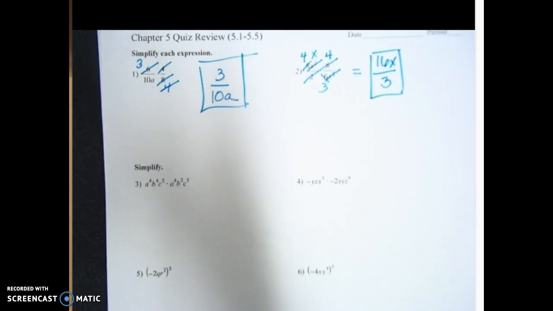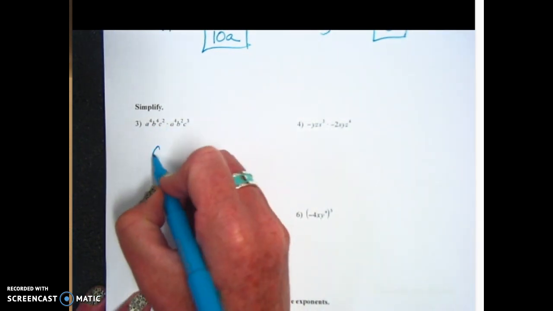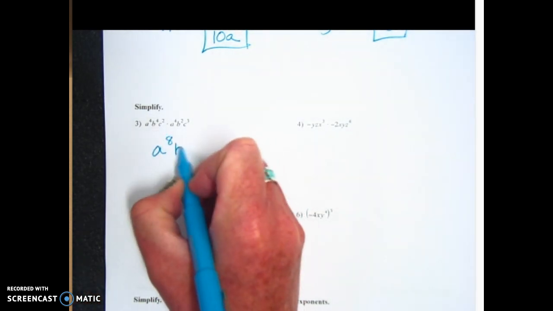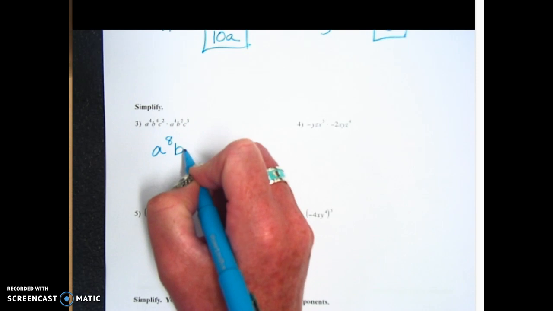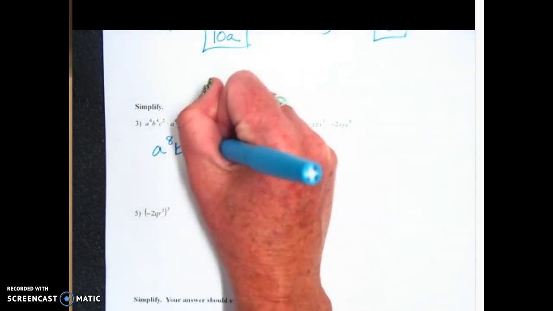Jumping down to numbers 3 through 6, the directions say simplify. So you want to add the exponents. So the a is going to be a to the 8th. The b is going to add, we're going to add the 4 and the 2 to get 6. The c is going to add the 2 and the 3, so c to the 5th.